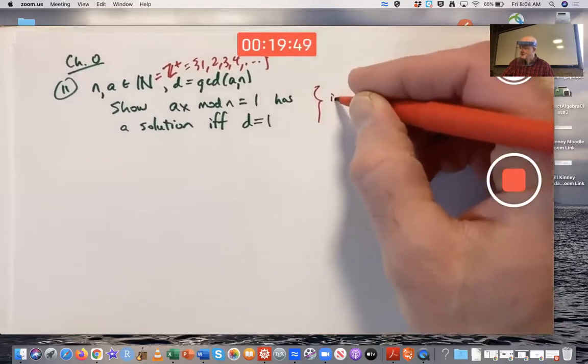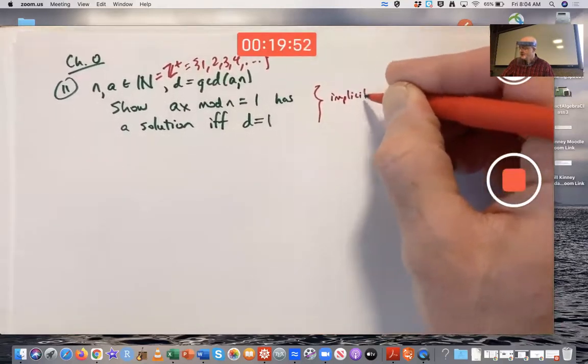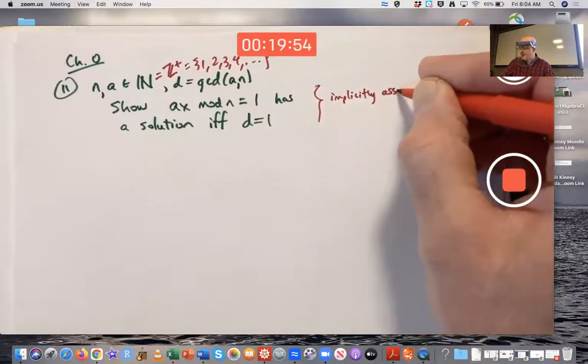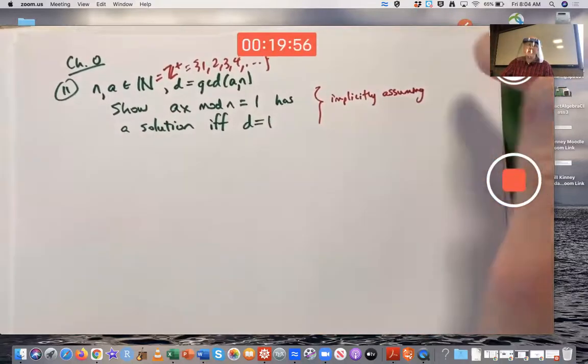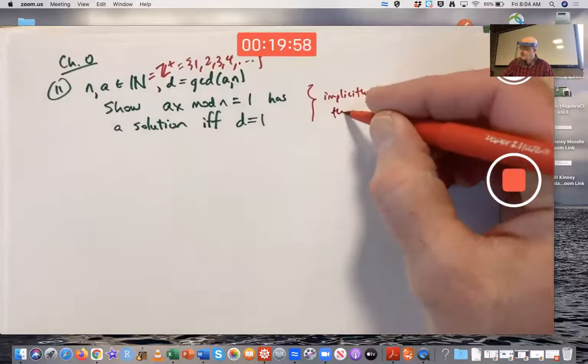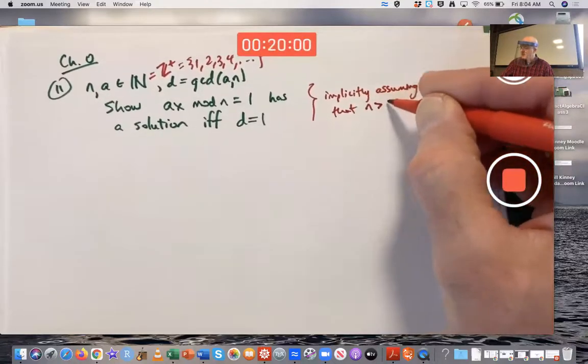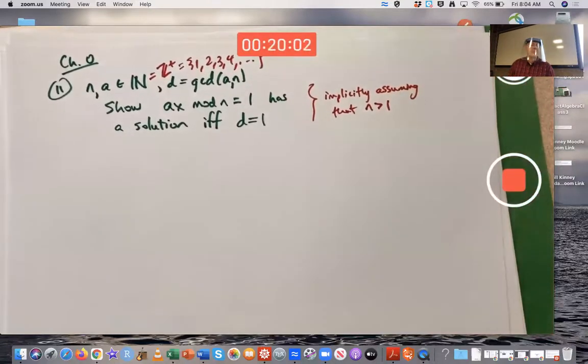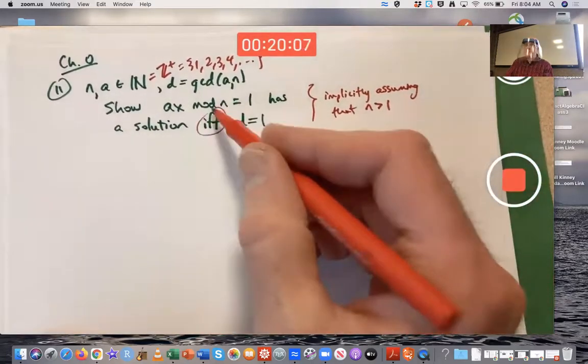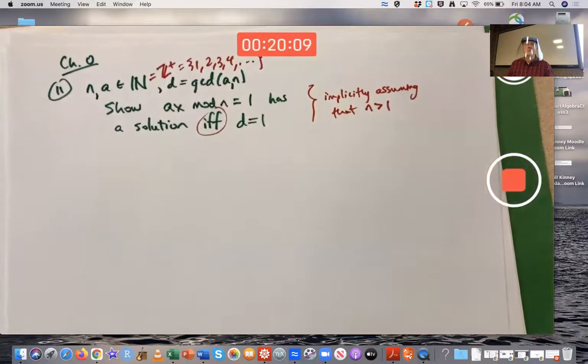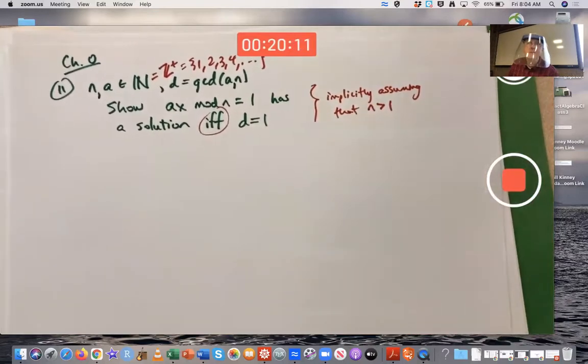This is really implicitly assuming, without stating it, in other words, the author should have stated it, that n is bigger than 1, 2 or greater. It's an if and only if. IFF is shorthand for if and only if. Standard shorthand, you can always use that if you want.